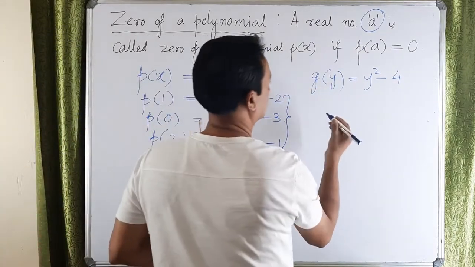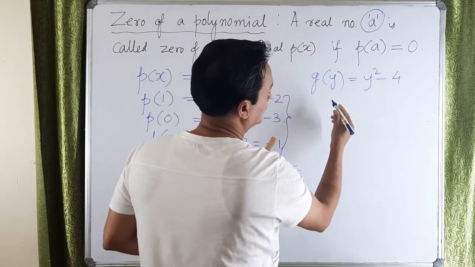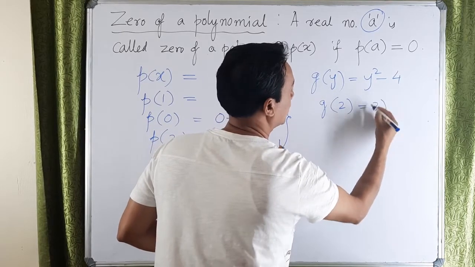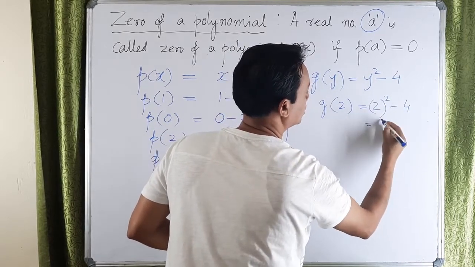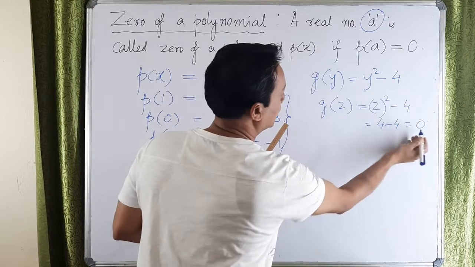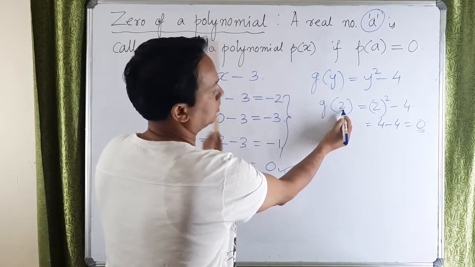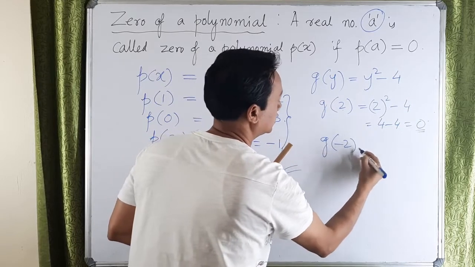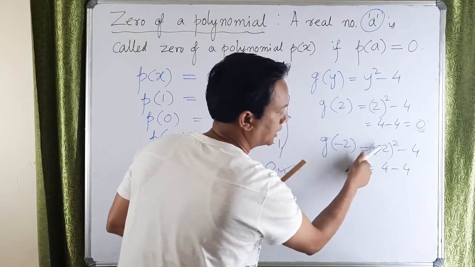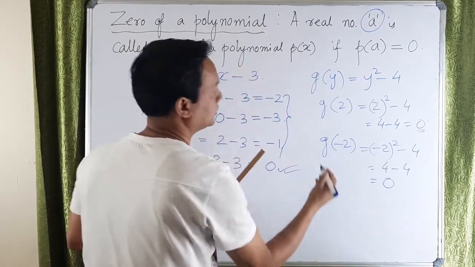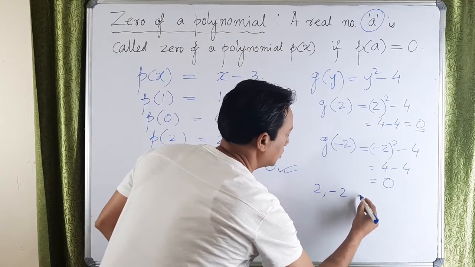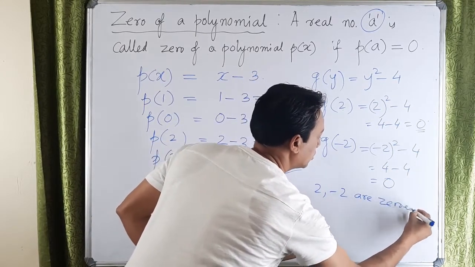Let's take another example. In this case, we can have different values. If I put 2, what will it become? 2 square minus 4, which is 4 minus 4 equals 0. So instead of y, if I put 2, then we are getting 0. That means this 2 will be called a 0 of the polynomial. We can also put minus 2. If I put minus 2, how much are we getting? Minus 2 square becomes plus 4. 4 minus 4 also is 0. So here we are getting 2 zeros, 2 and minus 2. These will be called zeros of that polynomial.